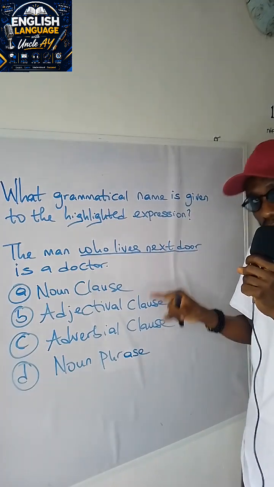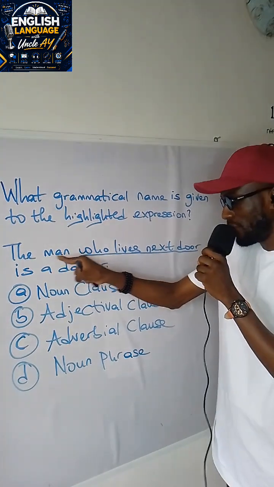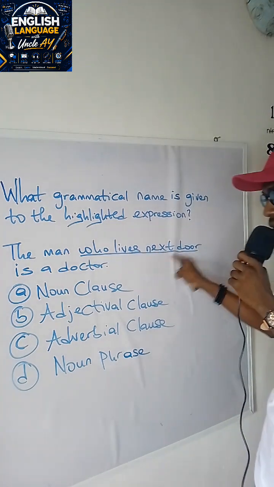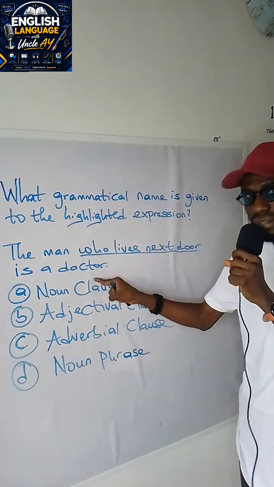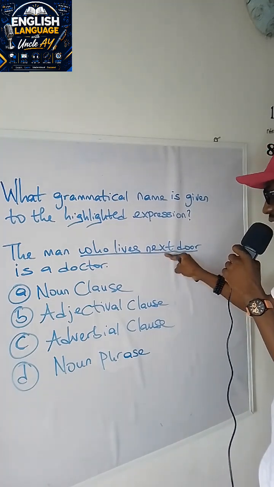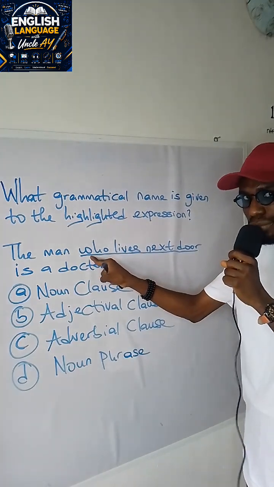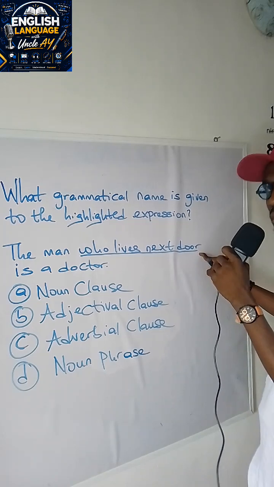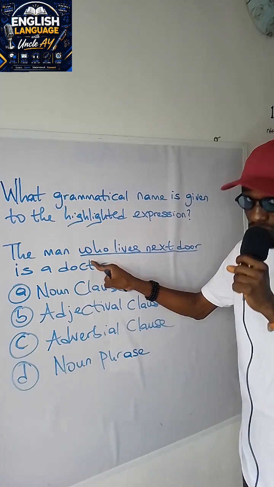We need to find out what kind of grammatical name it conveys. So that said, the expression here says, the man who lives next door is a doctor. The man who lives next door is a doctor. So what is highlighted in this expression? Who lives next door? You can see that there's a relative pronoun introducing the expression itself. A relative pronoun, or you could also say a subordinating conjunction.